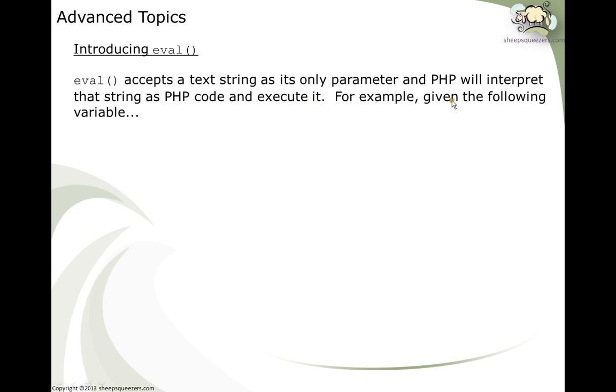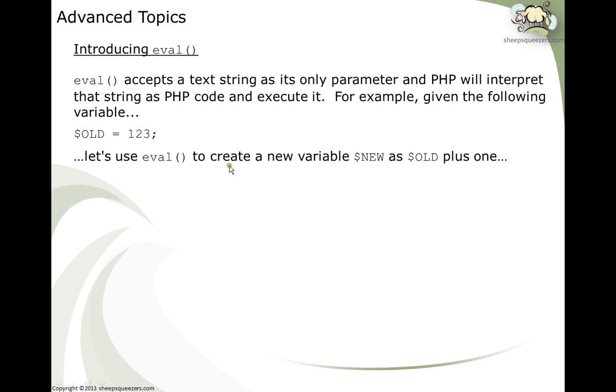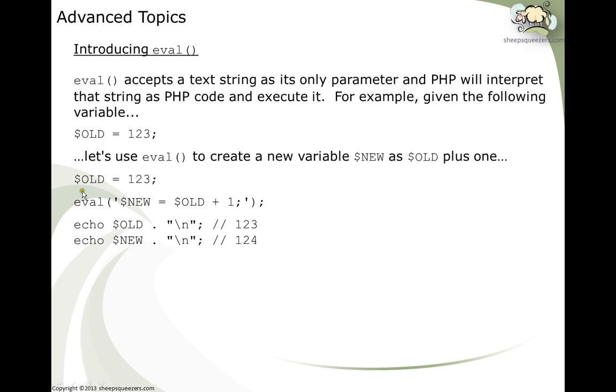code and execute it. For example, given the following variable, $old equals 123, let's use eval to create a brand new variable called $new as just $old plus 1, which the result should be 124. So $old is 123. Here's the eval construct, left paren, single tick mark, $new equals $old plus 1. Still PHP, must end with a semicolon. It's got to be valid PHP code in here or things will die. Then the ending tick mark, okay? Ending parentheses for the construct, and then the ending semicolon, again, valid PHP code.